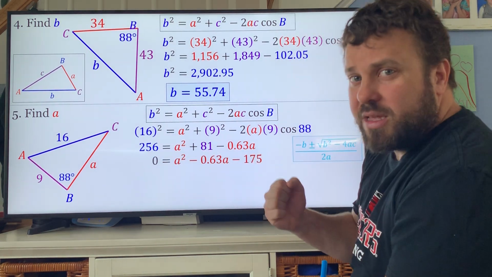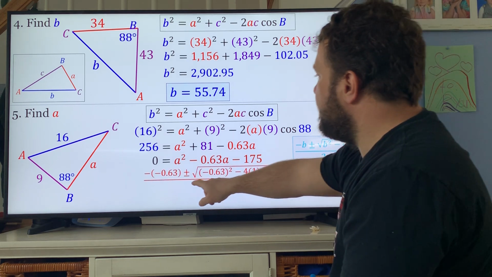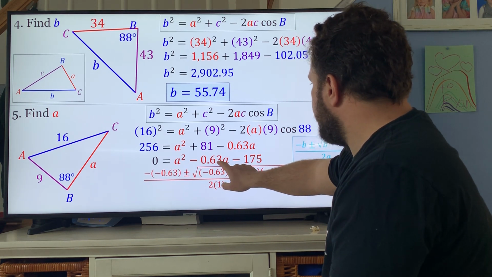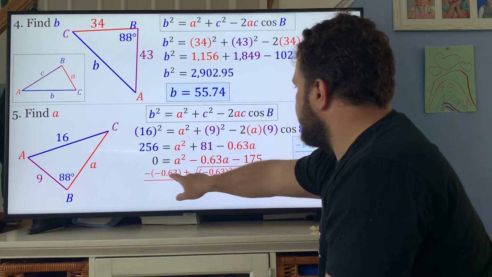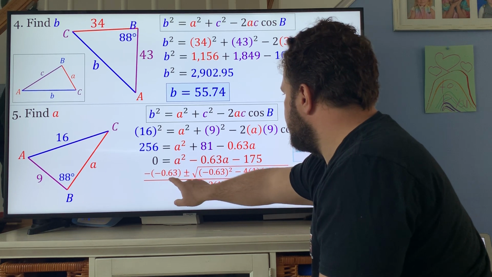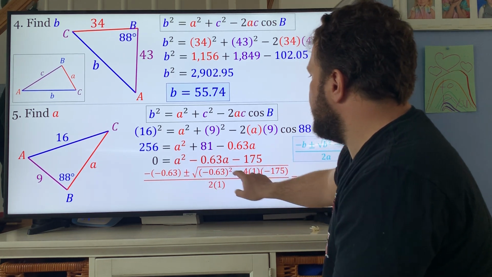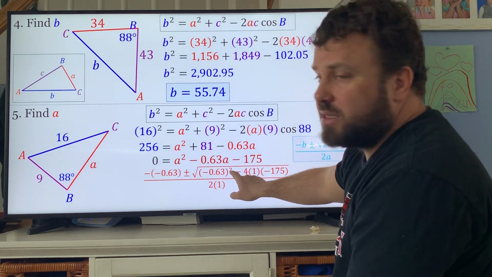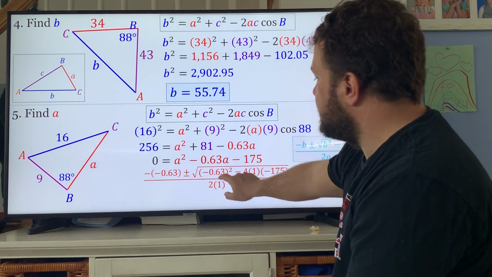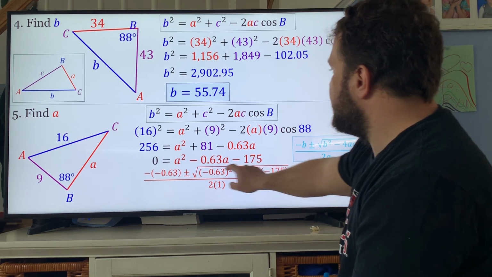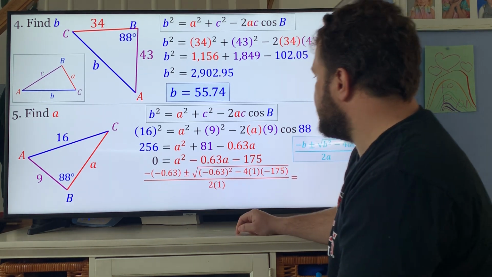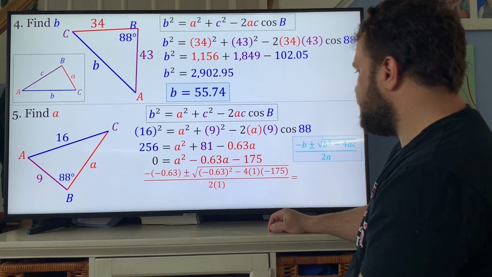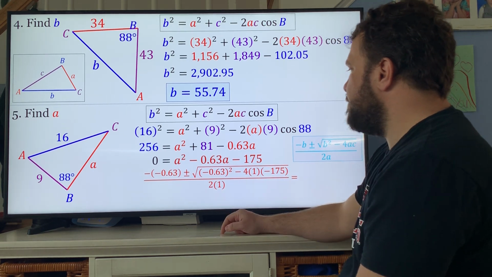And I know Bella really likes this question right here. So you got negative B. This is your B right here. So two negatives is a positive, plus or minus square root, negative B squared. Anytime you square a negative, put it in parentheses in the calculator because this number becomes positive. Minus 4 times A, since there's nothing in front of it, that's a 1. And C over 2 times A.